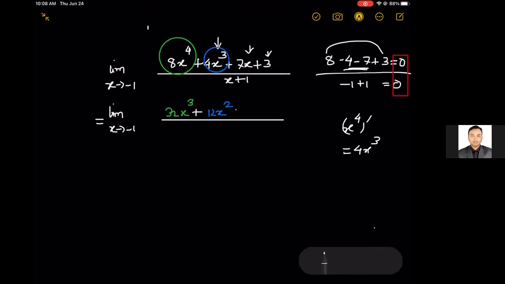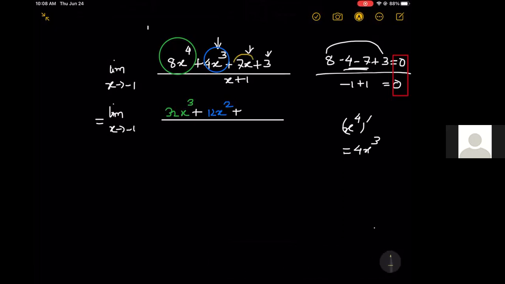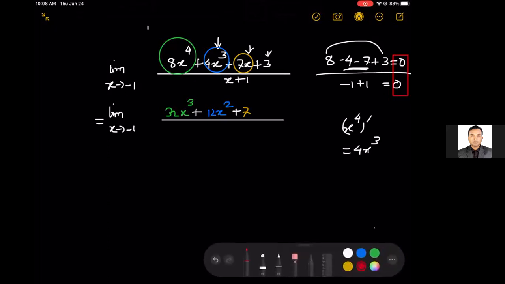7x. Someone else? 7. Okay, it will be 7. And of course, the derivative of 3. Anyone? Zero. Yeah, it's a constant. The derivative is 0. Okay, so the numerator is done.